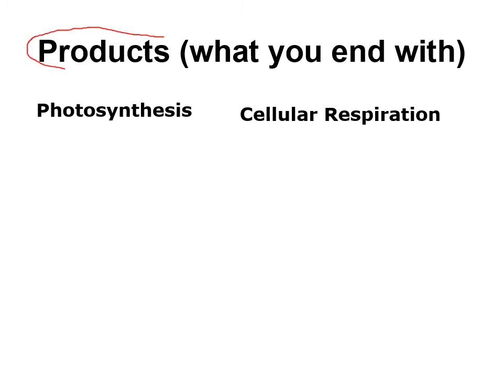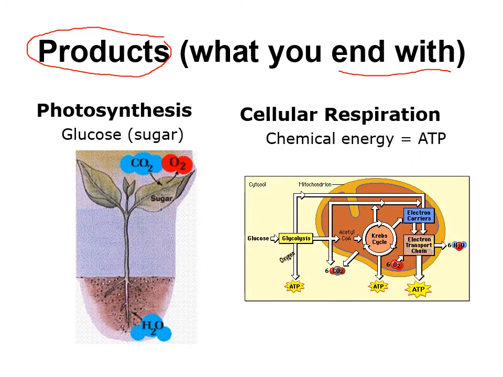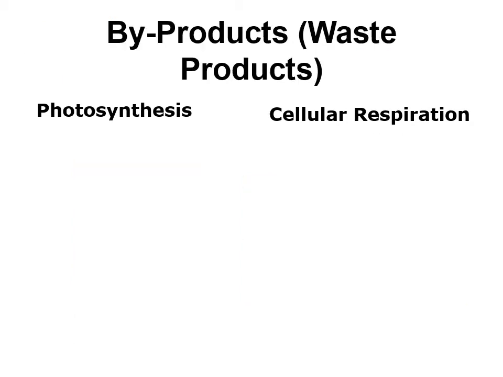Products refer to what you end with. So what we end with in photosynthesis is the sugar glucose, and in cellular respiration, what we end with is a chemical energy in a chemical compound called ATP. It's the primary ending point for cellular respiration.